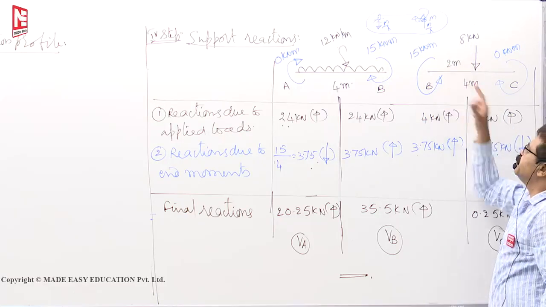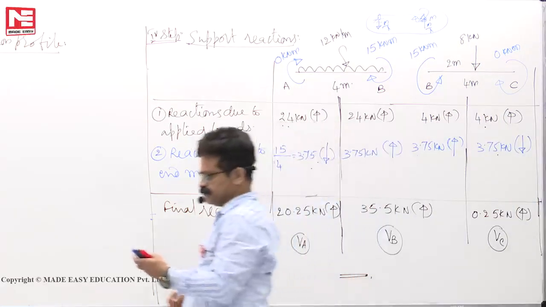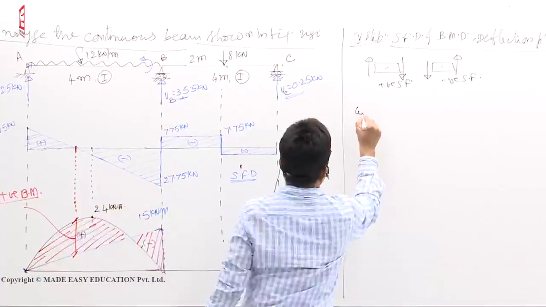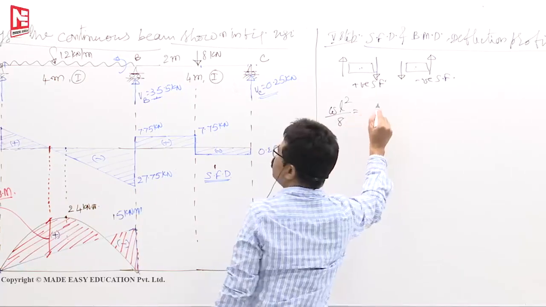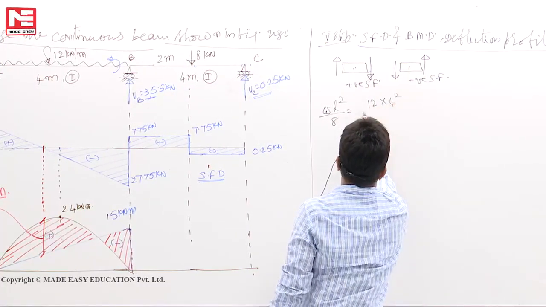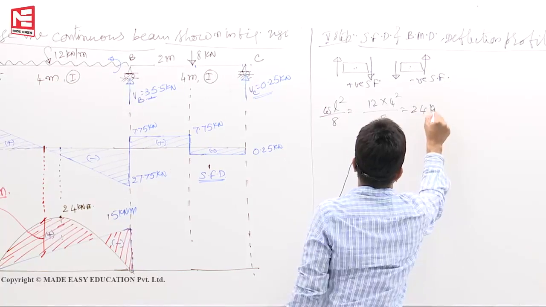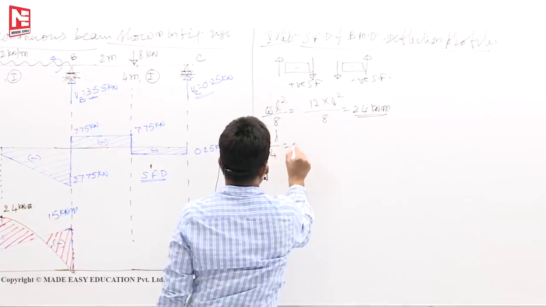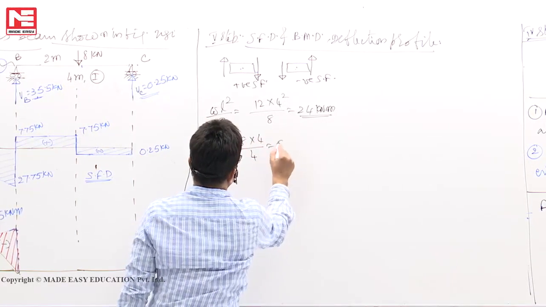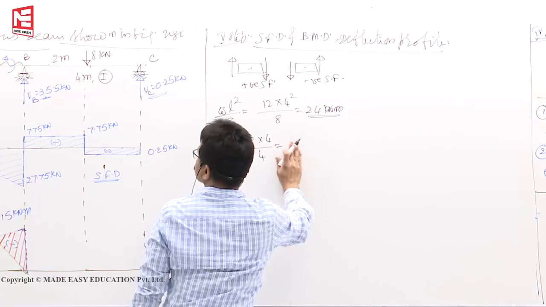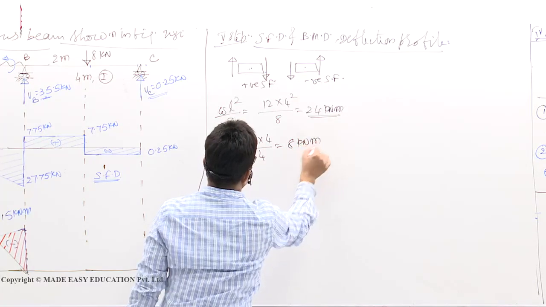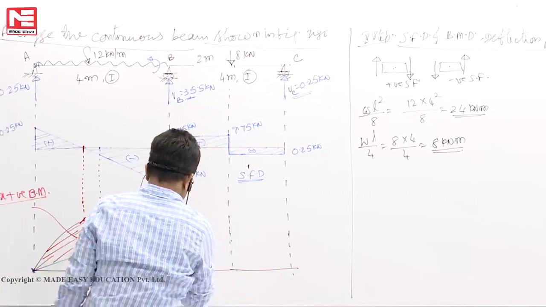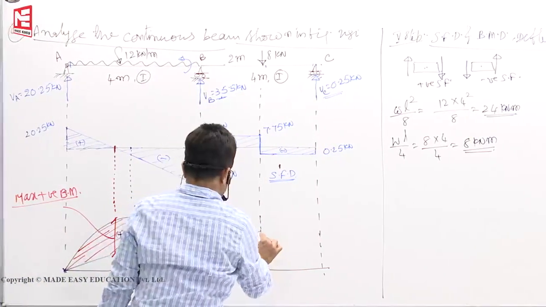Due to UDL, what's the bending moment? WL square by 8. This 24, how you get it is like this. WL square by 8, W is 12, WL square by 8. This is 24 kilonewton meter. Now due to point load, WL by 4, 8 into 4 by 4, you will get 8 kilonewton meter. So WL by 4 we know how to draw. For this span, 8 means somewhere here.